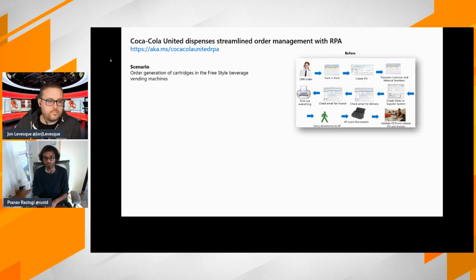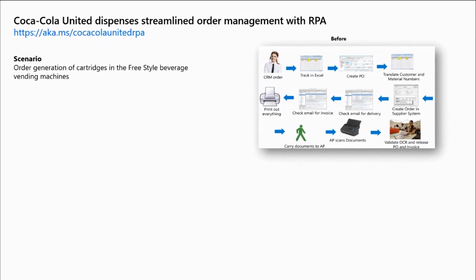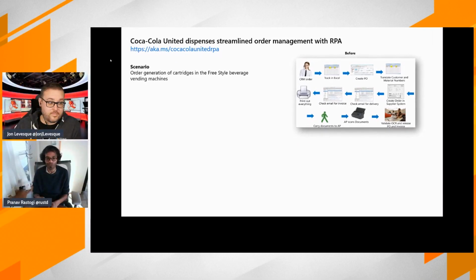Before, the process used to be a 14-step manual process. The CRM person would get the order, enter it in Excel manually, then create a PO in another system, then translate materials and create the order in some third-party vendor system. Then they would keep refreshing their Outlook for email. Once the invoice came, they would print it out using a printer and walk over to the accounts payable department, who would inspect the invoice, scan it, and then release the payment to the vendor itself.